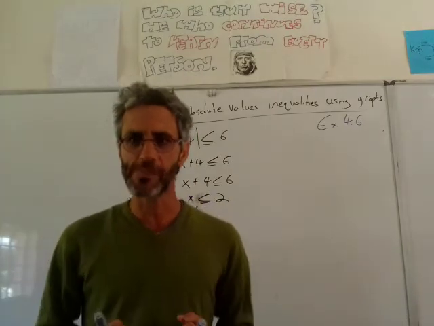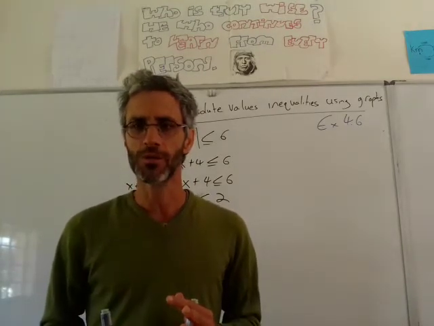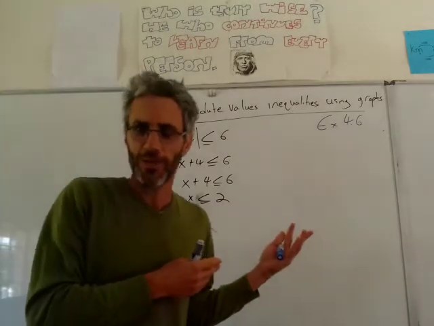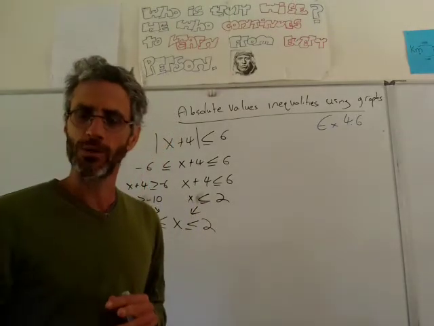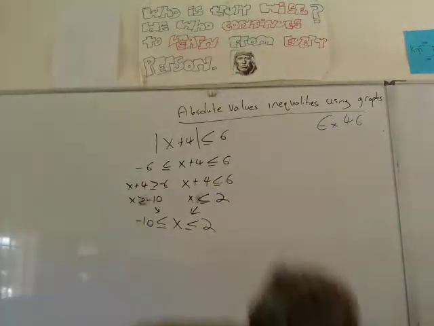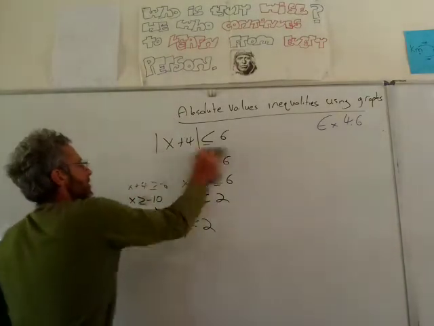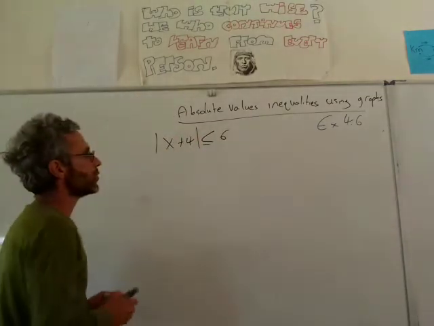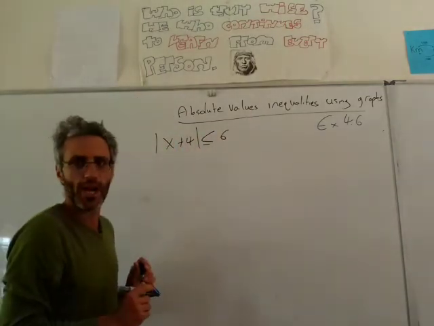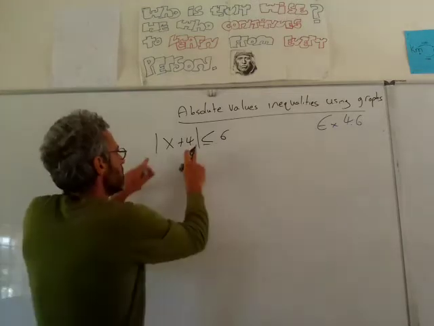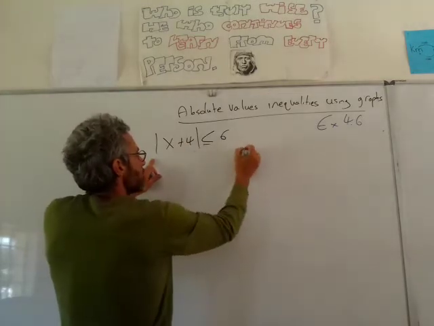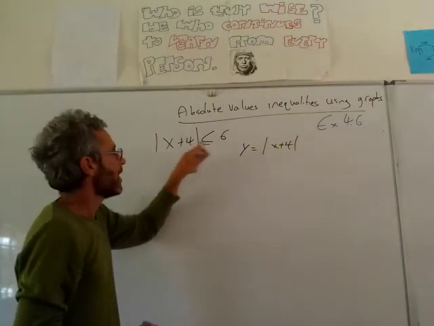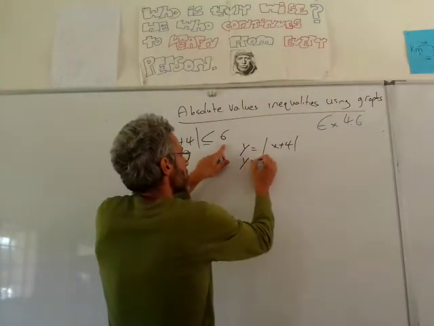Now we're going to do the same thing, but now we're going to use graphs. In this specific example, you could solve it algebraically. That's not a problem. But in our second example, graphs will be much easier. So let's get rid of that. What I'm going to do is look at both sides, and turn each side into a function. So this one is basically y equals the absolute value of x plus 4, and this side will simply be y equals 6.